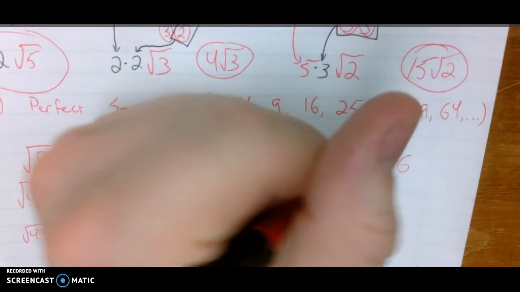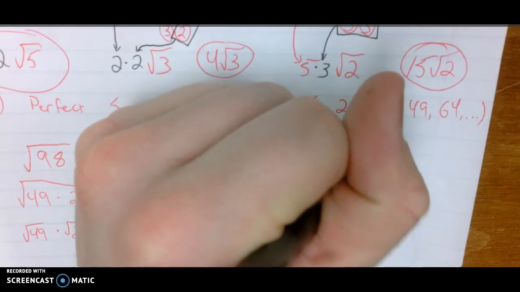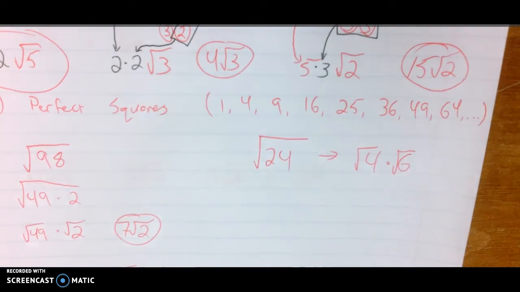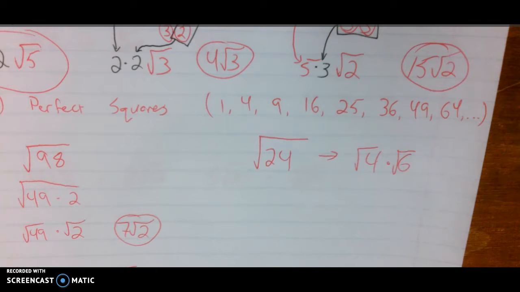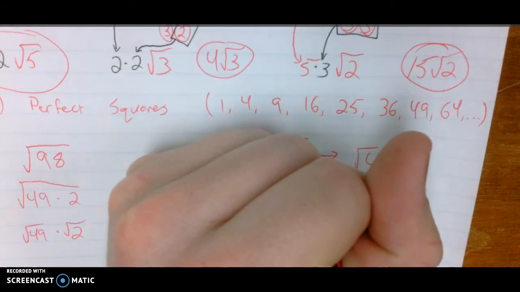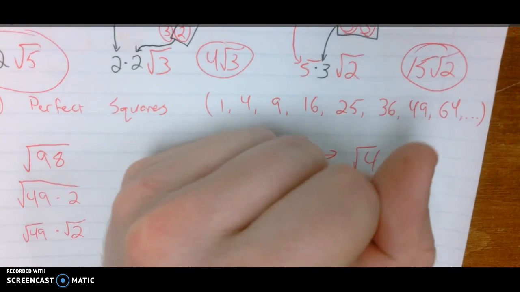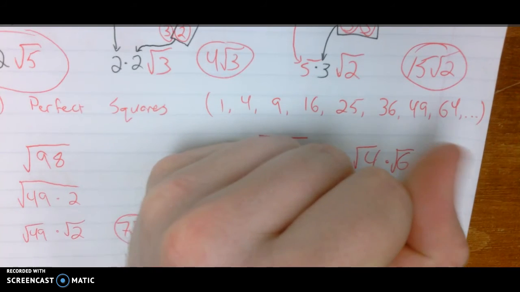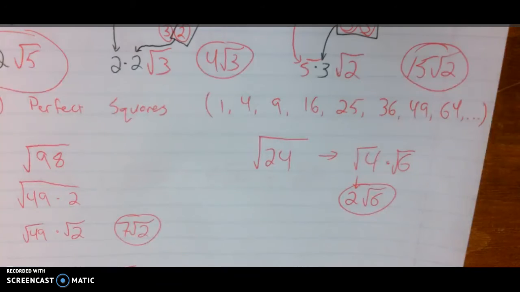So I could think of this as the square root of 4 times 6, but in reality, each one of those could be underneath their own individual radical. And we know the square root of 4 is just 2. So this turns into 2 rad 6. Final answer, we're done.